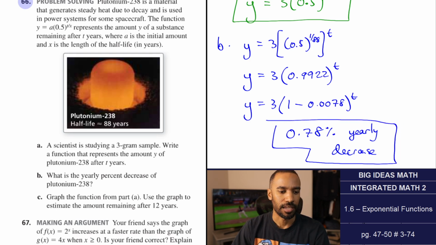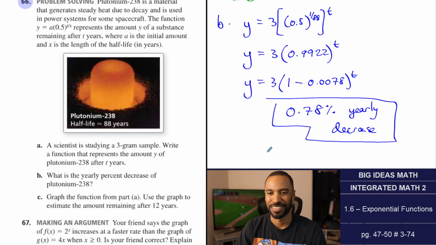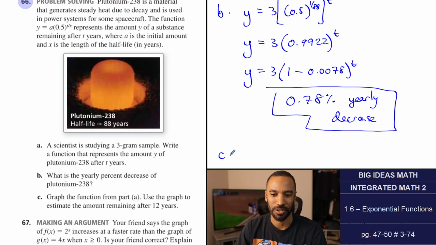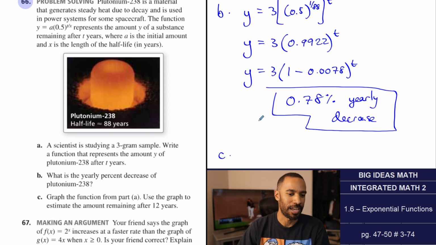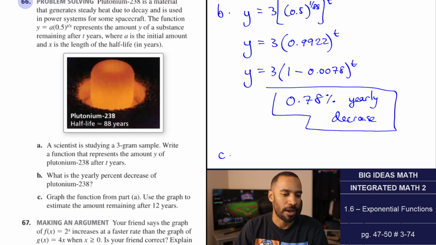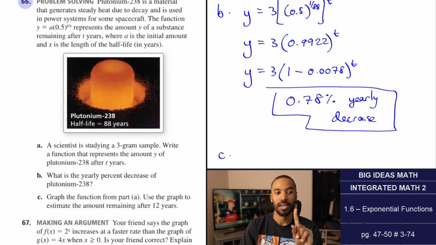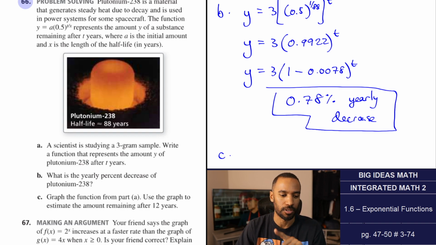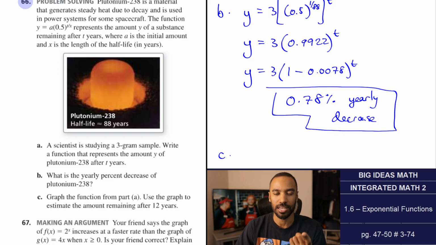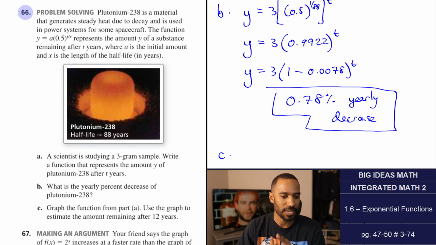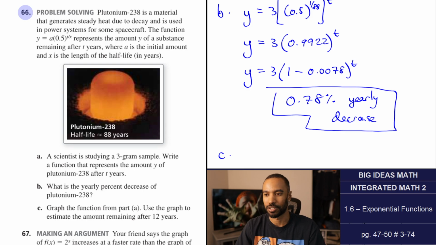Okay, part C, graph the function. I'm just going to show you the graph. Graph the function from part A. Use the graph to estimate the amount remaining after 12 years. They do not say sketch a graph, so there's an interesting distinction. I thought they used to say sketch a graph if you actually have to sketch it. They're just saying graph it, graphing calculator, whatever. I'm not plugging in numbers over and over for that one.